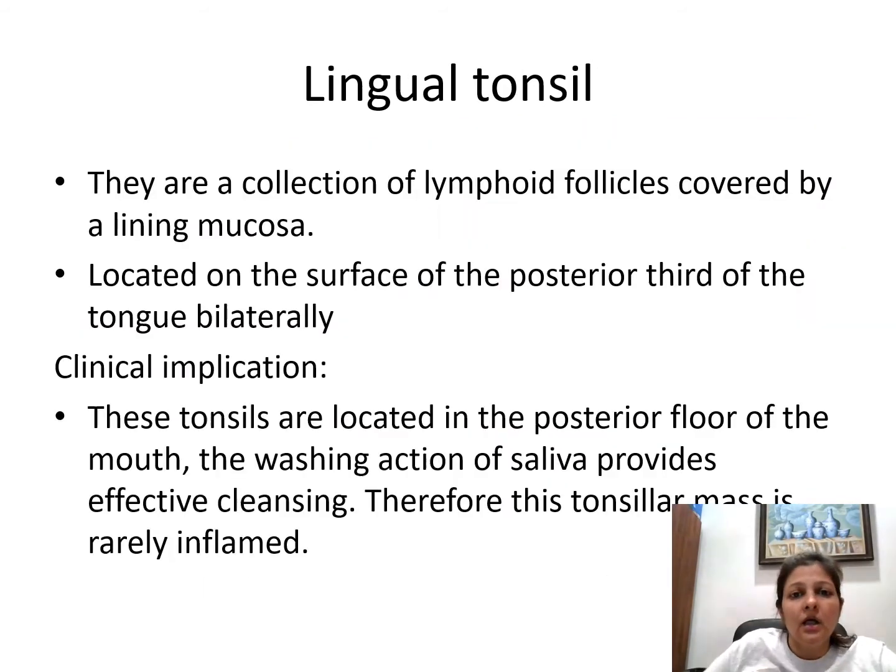Moving on. The lingual tonsil. Again, this is something which we've already covered when you were learning oral biology. They are a collection of lymphoid follicles covered by a thin lining mucosa. They're located on the surface of the posterior third of the tongue bilaterally. The clinical implication is that these tonsils are located in the posterior floor of the mouth, and the washing action of saliva provides effective cleansing. Therefore, the tonsillar mass is rarely inflamed, so it doesn't really cause much concern.